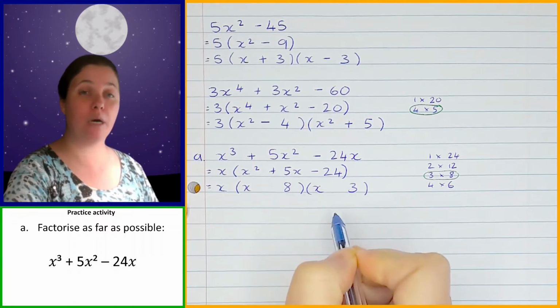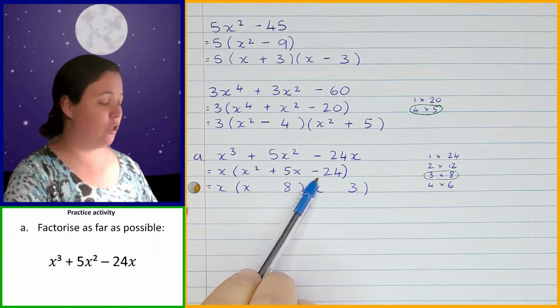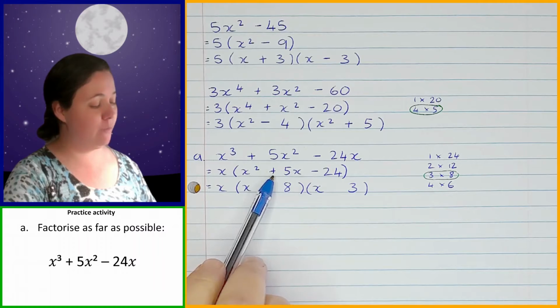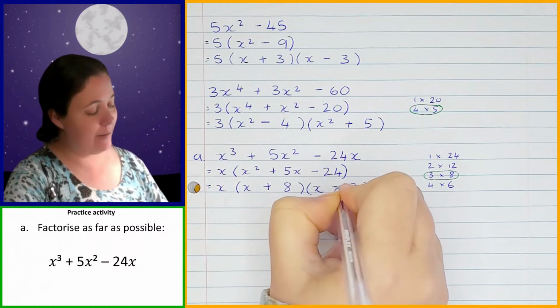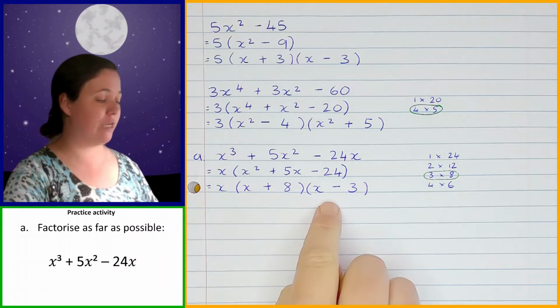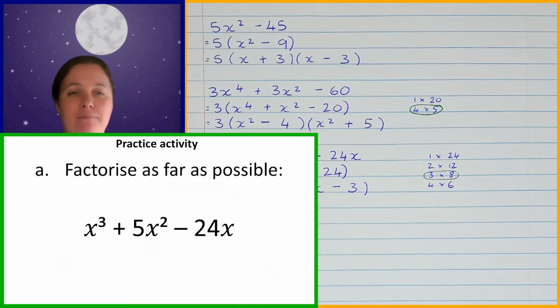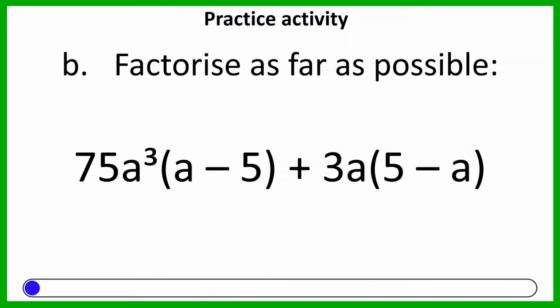Now the bigger one must get the sign of the middle term. Because the last term over here is negative, the two signs must be different. So the bigger one gets the sign of the middle term. So the 8 is going to get the plus, and the 3 is going to get a minus. So that's what you should have got for that question. You can't factorize that any further. Right, let's go on to question B. We've got 75a cubed times a minus 5 plus 3a times 5 minus a. I'm going to give you 1 minute for this question as well.